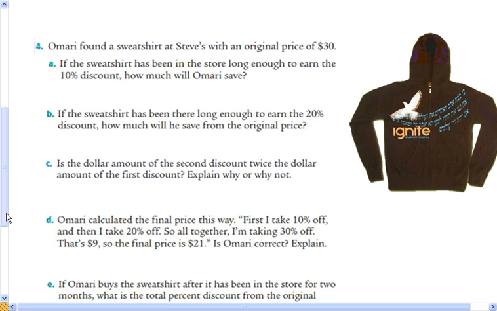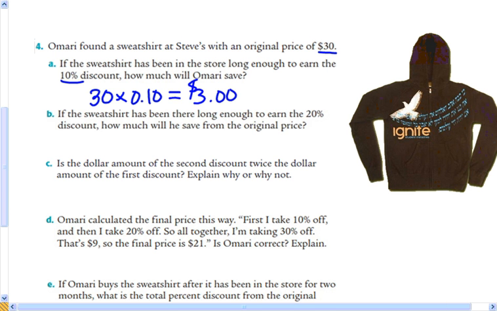Omari found a sweatshirt at Steve's with an original price of $30. If the sweatshirt has been in the store long enough to earn the 10% discount, how much will Omari save? Omari will save 10% of 30. So we can just do 30 times the decimal for 10%, and that equals $3. So he's going to save $3.